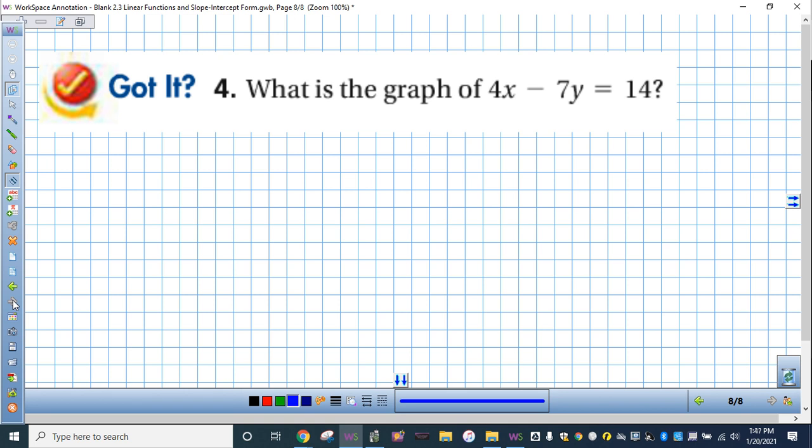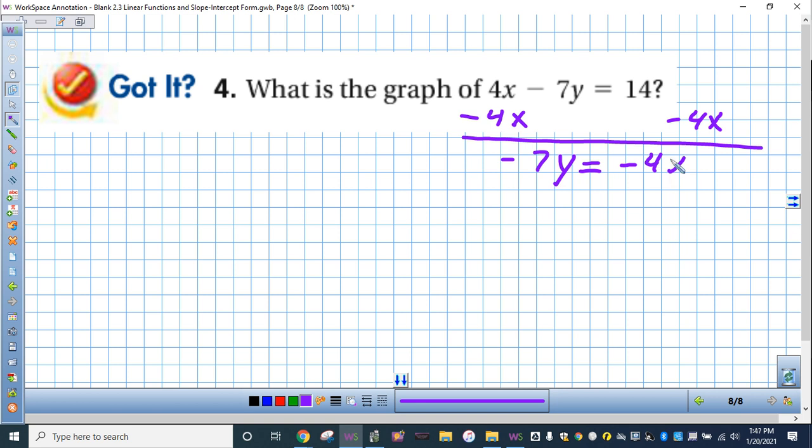Negative 7 in front of that. Oh, you didn't like this. So, we got most of the hands up. I'll just show you here, it'll be easier. So we subtract 4x from both sides. So we get negative 7y equals negative 4x plus 14.